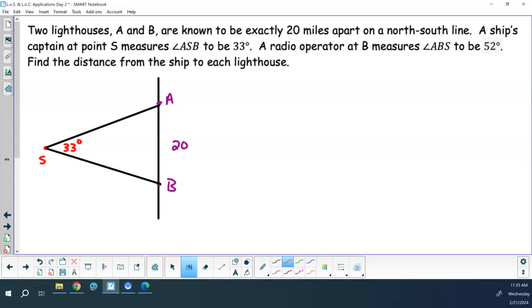A radio operator at B measures angle ABS to be 52 degrees. Find the distance from the ship to each lighthouse. So we need to find this distance X. Actually, to be honest with you, we could call that distance right there B. And we could call this distance down here. Do I have enough information as is to complete this process? All right, talk to me.